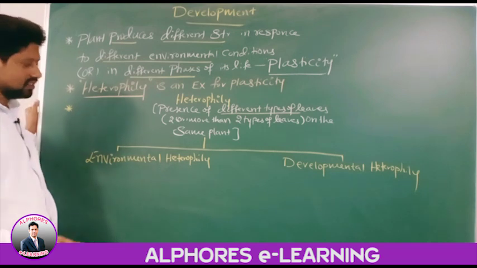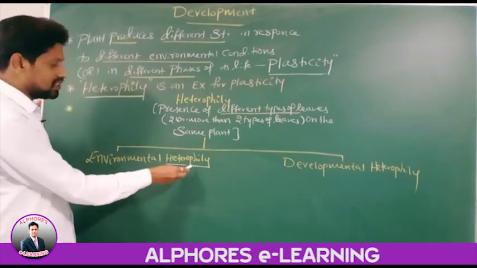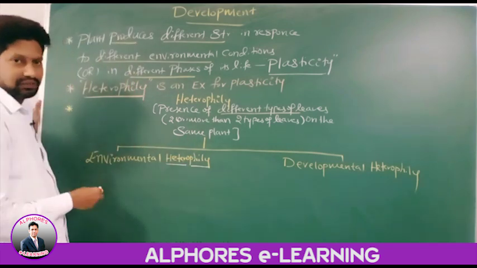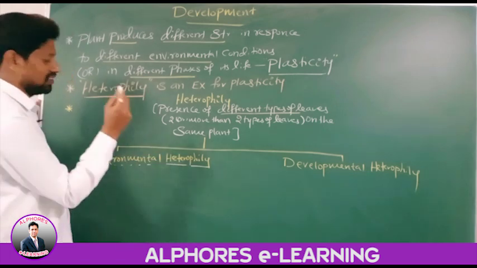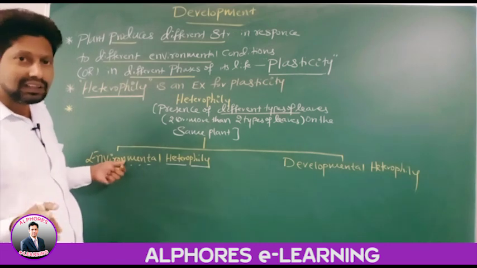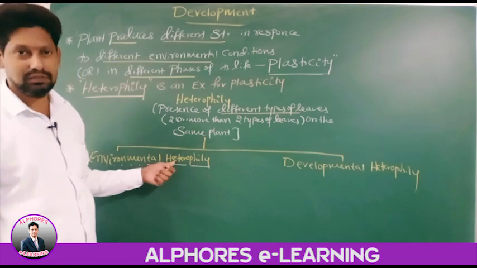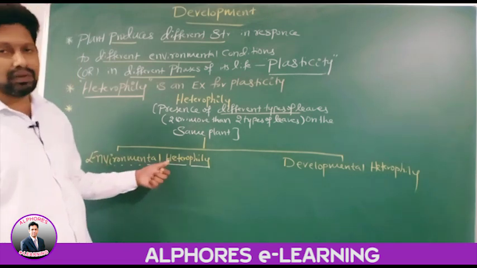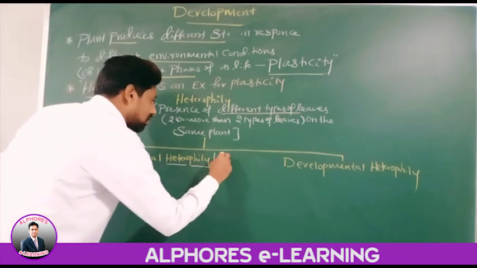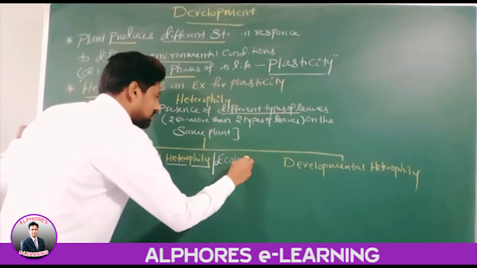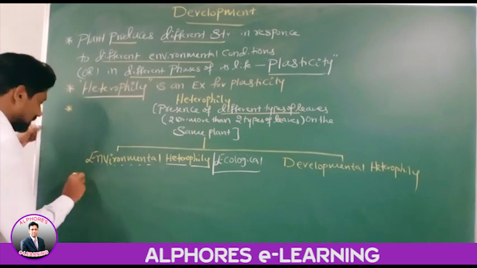Name itself indicates. See, sir, hetero means different. Here, phylly means leaf. It means different types of leaves are present. Yes or no? Presence of different types of leaves in different environmental conditions. It means in different environmental conditions, the plant is producing different types of leaves. It is called environmental heterophily. Is it okay? Environmental heterophily is also called ecological heterophily. This we already read in first year.